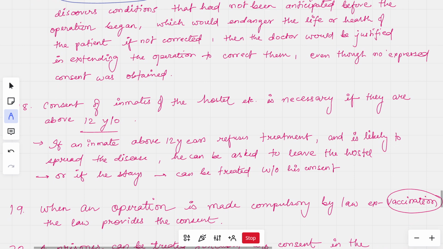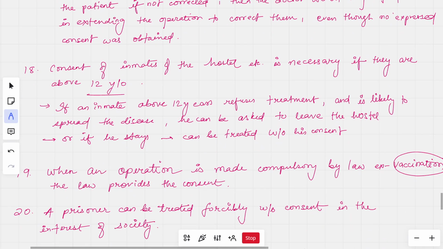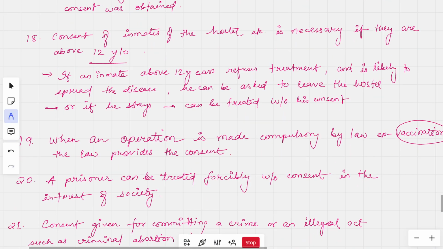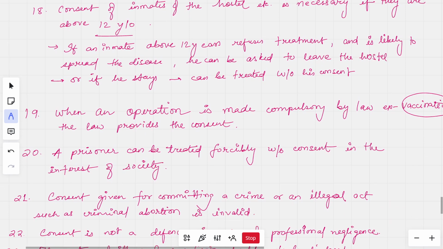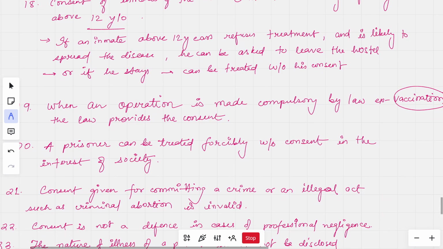Point number 18 says consent of inmates of the hostel is necessary if they are above 12 years of age. Then, if an inmate above 12 years refuses treatment and is likely to spread the disease, then he is asked to either leave the hostel, or if he stays, then treatment can be started without their consent. Point number 19 says when an operation is made compulsory by the law, then it should be done without the consent. Then the law itself provides the consent.